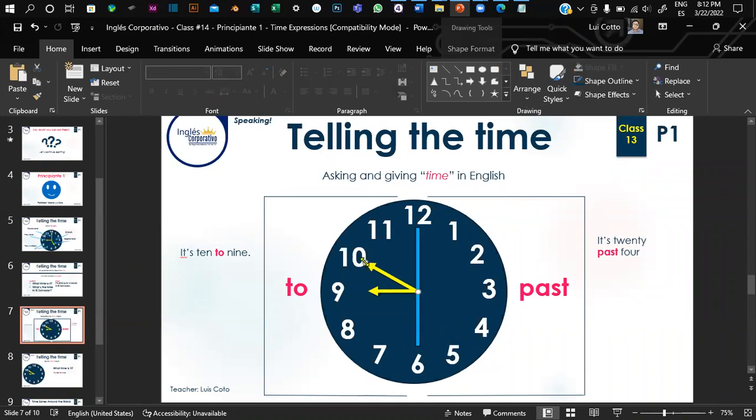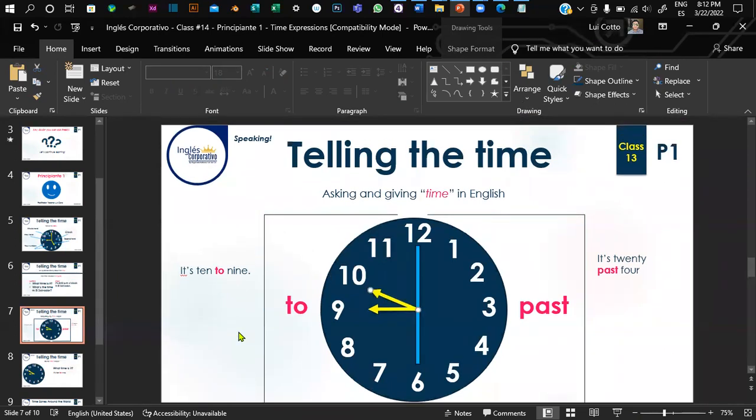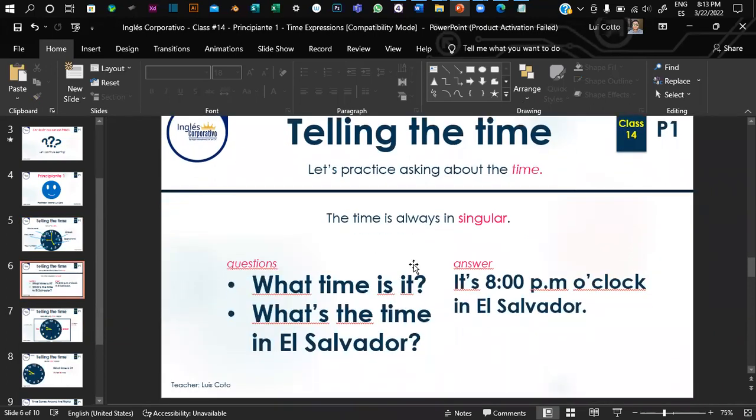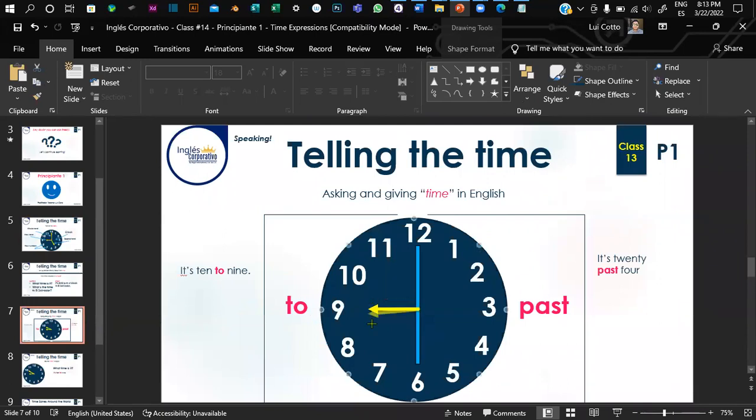If I move, what is this arrow? Do you remember the name? A minute or seconds? The minute, and the other word? You forgot. Okay, let's see. Minute hand. Okay, that is the arrow. Minute hand is the name. If I ask, what time is it in the clock?